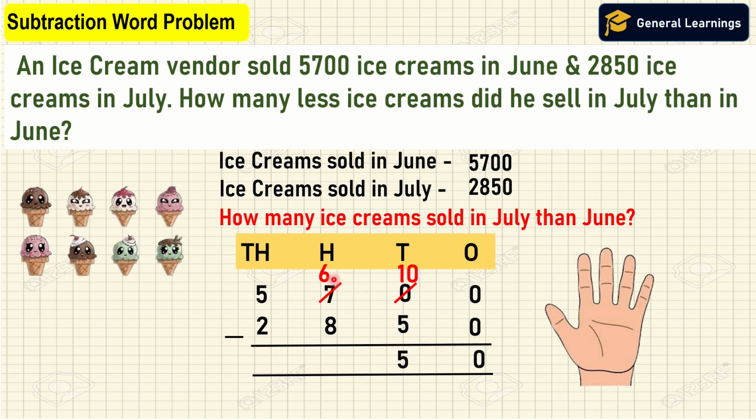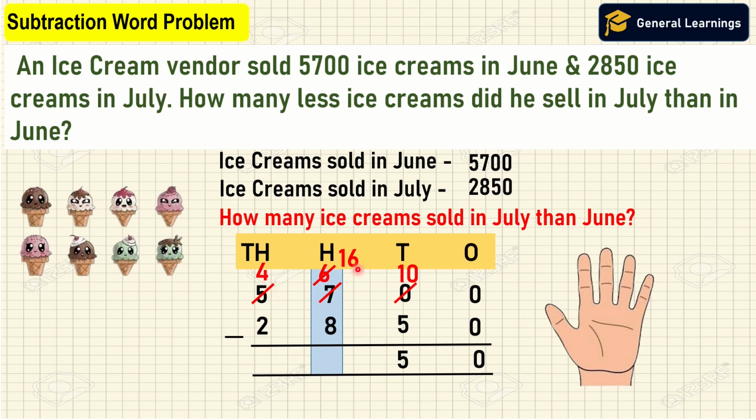Next, we are going to subtract the hundreds place, which is 6 minus 8. Again, 6 is less than 8, so we cannot subtract. So we are going to borrow from the nearest place value, that is the thousands place, so that the 6 in the hundreds place becomes 16, then the 5 in the thousands place becomes 4.